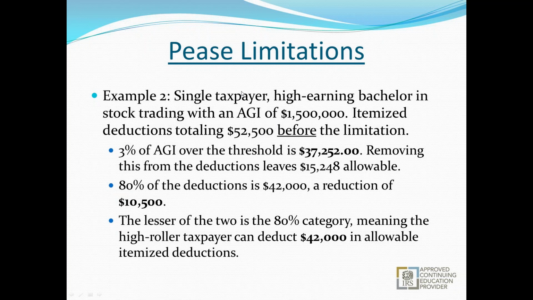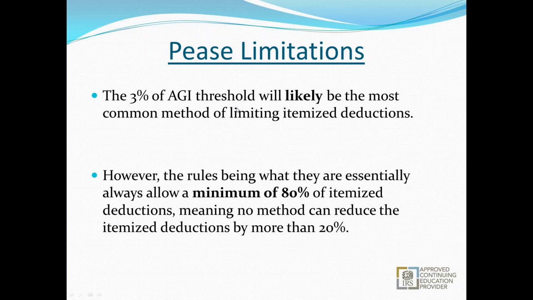Now, what you're looking at is that the 3% of AGI threshold will be the likely way that you do the limitation. It'll be handled by the software. Pretty much every software automatically will be doing this. That right there is probably going to be the most common. The rules being what they are, you always will basically get 80%. So no matter what your AGI happens to be, you will never have more than 20% of it taken away.